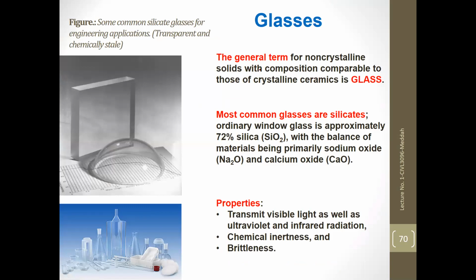Glasses, as we said, of course, belong to ceramic materials, but sometimes you will find them in a separate class because they have quite unique properties compared to other ceramics. So this is why in some references you will find glass as a separate category, but they still belong, of course, to the ceramic materials because they are formed in the same way.